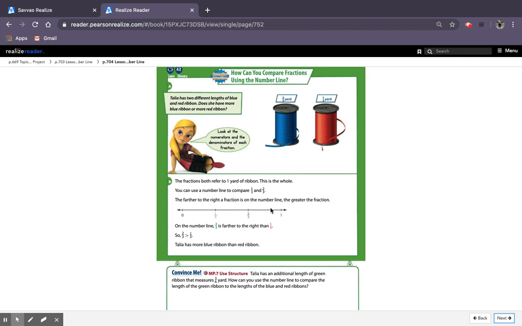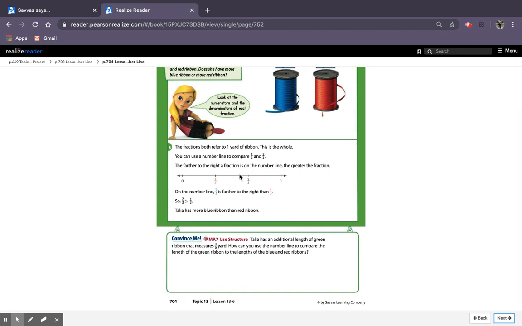And that fact stays true when we're talking about fractions. Here it says on the number line, 2/3 is farther to the right than 1/3. So 2/3 is greater than 1/3. So Talia has more blue ribbon than red ribbon.